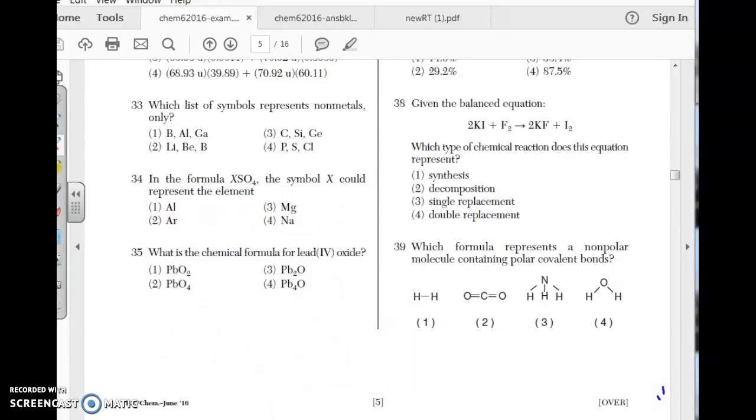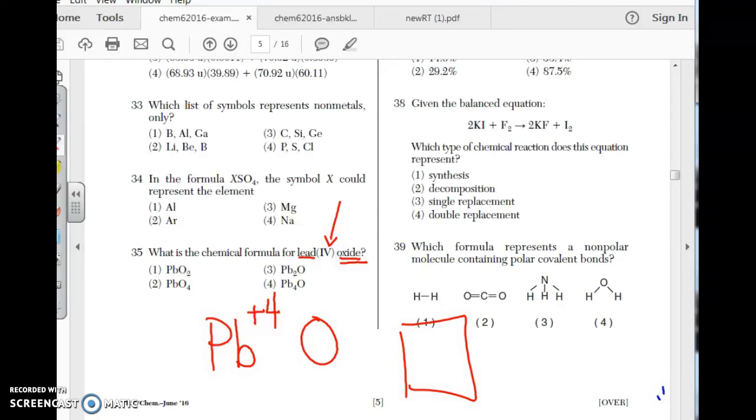Number 35, what is the chemical formula for lead 4 oxide? Well, start from the symbols. Lead is Pb. You can go to table S to find that. Oxide is O. Now, the Roman numeral 4 is lead's way of announcing to you that its charge is 4. There are not 4 leads. Each lead has a +4 charge. What is the charge on oxide? Well, you probably have memorized it by now, but if you forget, go to your periodic table, look up oxygen, it's a -2. So now we swap, drop in, we reduce.